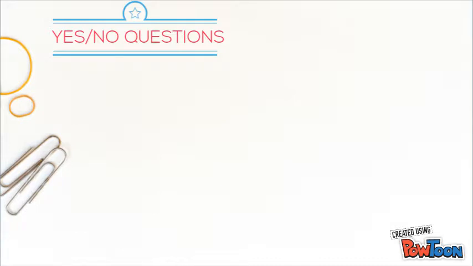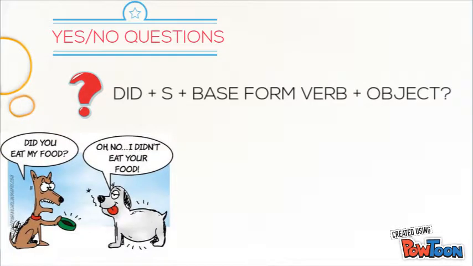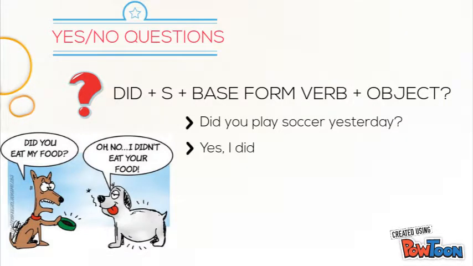For all the other verbs, we have did plus subject plus base form verb plus object. For example, did you play soccer yesterday? Yes, I did. No, I did not. Or no, I didn't.